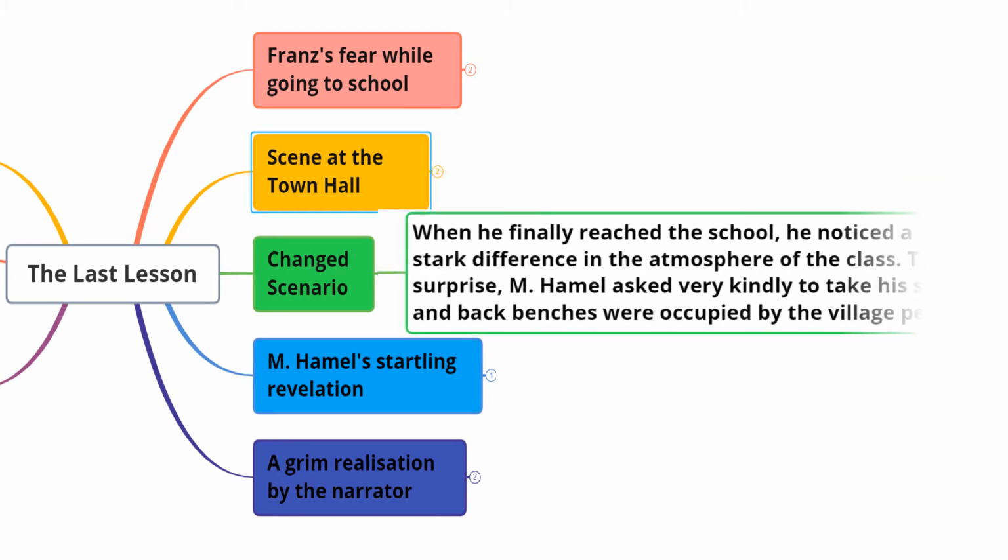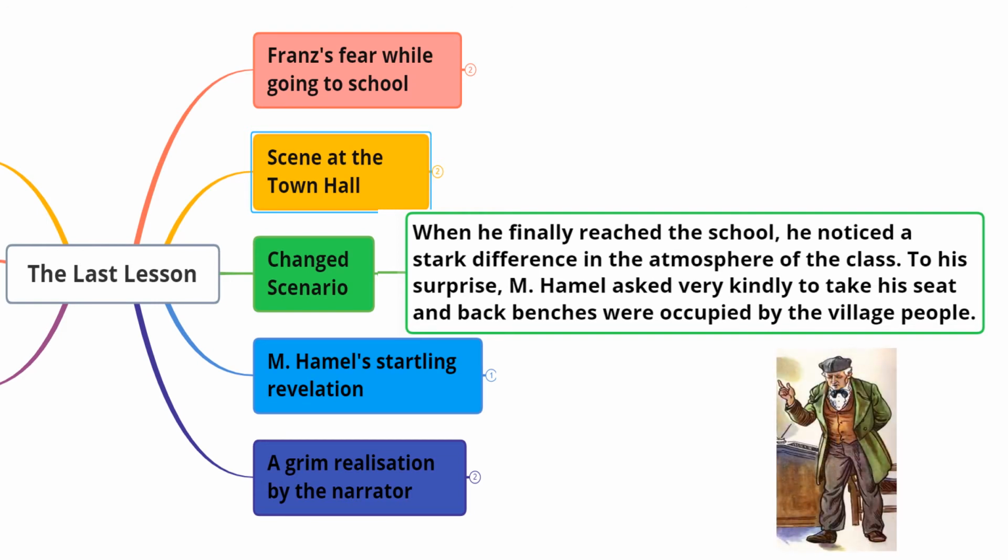On reaching school, he witnessed an unusual calm. The school was abnormally still. Through the window, he saw his classmates seated in their respective seats, while M. Hamel was walking up and down with his ruler. Frightened and ashamed, he entered the class. M. Hamel did not reprimand him for being late. Instead, he kindly asked him to sit in his place.